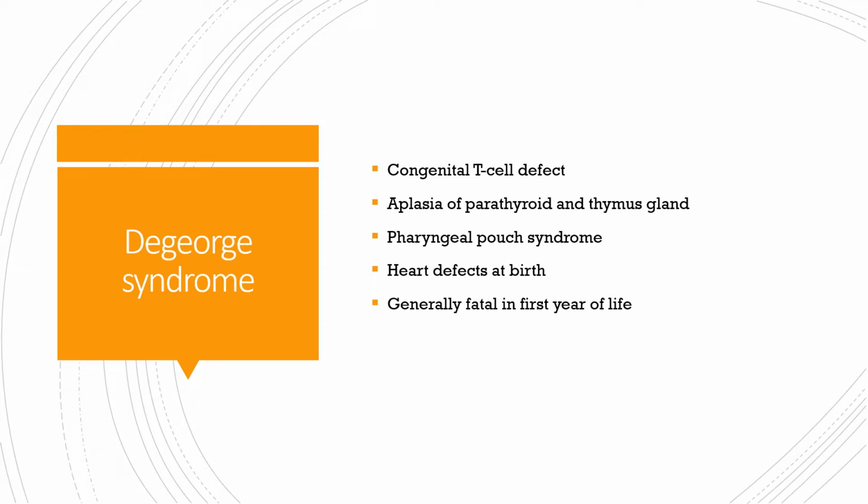DiGeorge syndrome is a congenital T-cell defect. There is actually lost genetic material on chromosome number 22. This can be referred to also as a congenital thymic hypoplasia, and newborns may have pharyngeal pouch syndrome, which is facial and vascular abnormalities. Okay? The development defect happens in the embryo, and it causes the absence of the thymus and parathyroid glands, or a malformation of the heart and blood vessels.